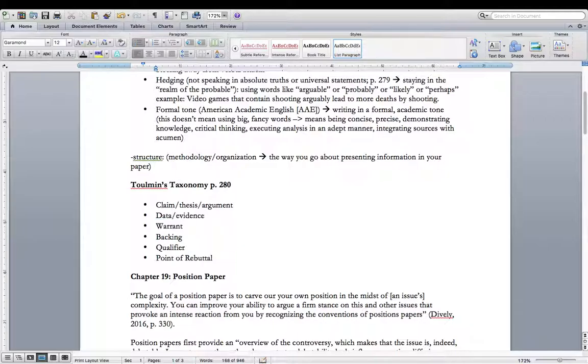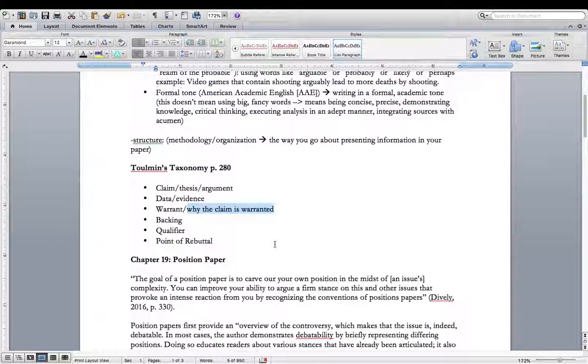Sorry, my spelling today is awful. The warrant, which is a thing that students tend to forget about, is why the claim is warranted, which is why I'm presuming she calls it warrant, because I've never heard it called warrant before. But I do talk about this. She talks about it again in the quotations I pulled from chapter 19, in more detail, about why your argument is necessary or why it's warranted. That's an important thing.